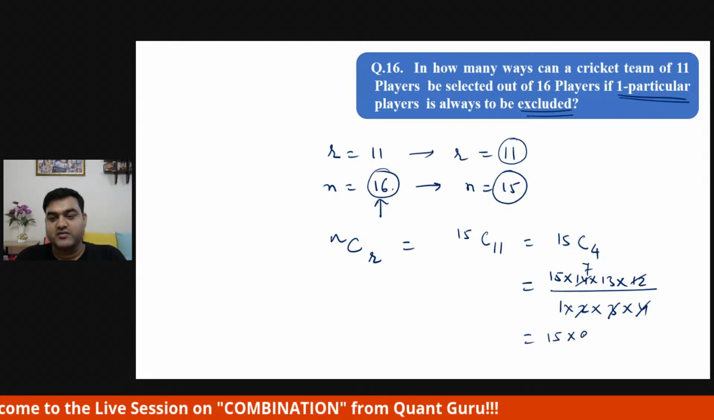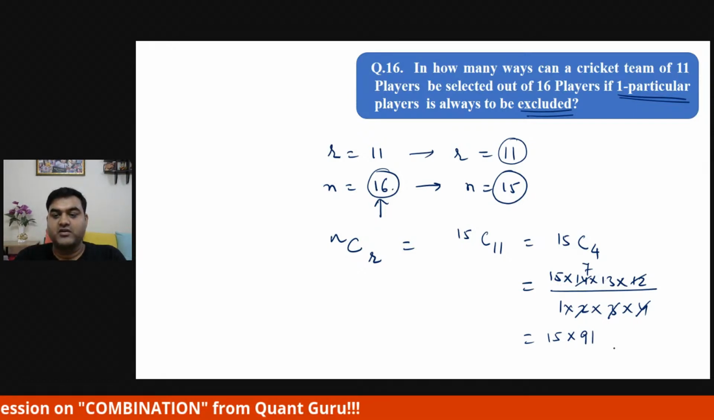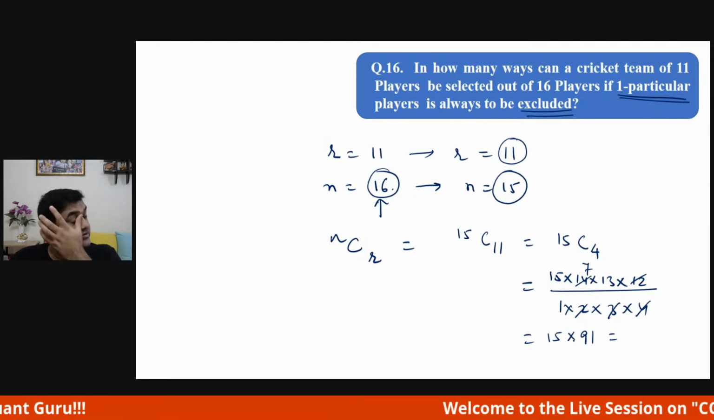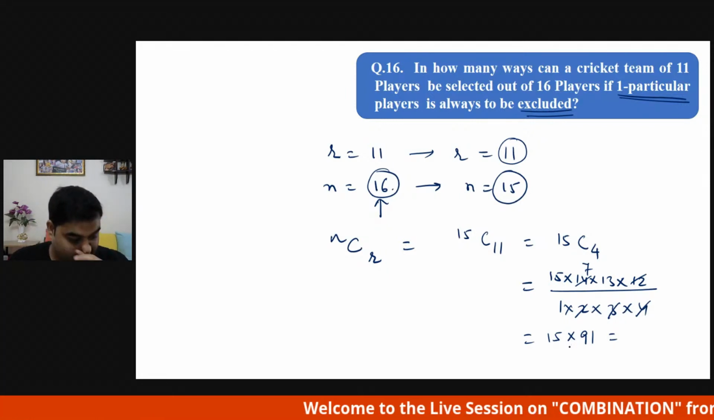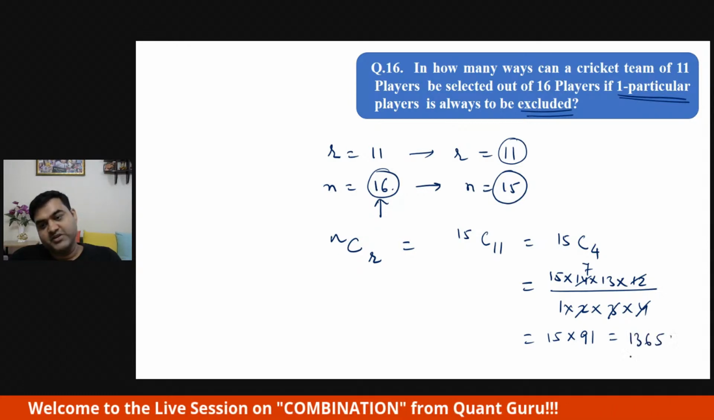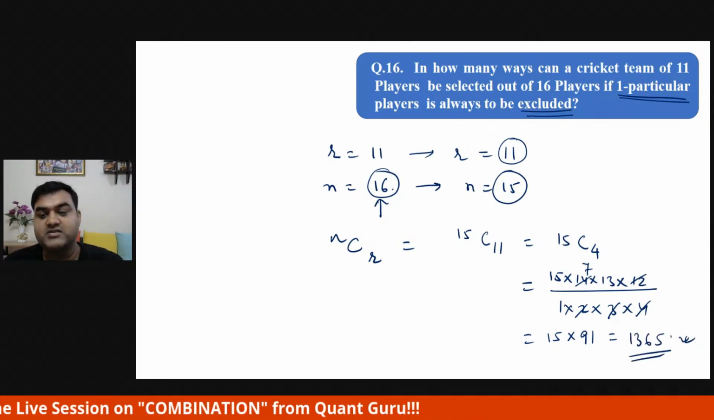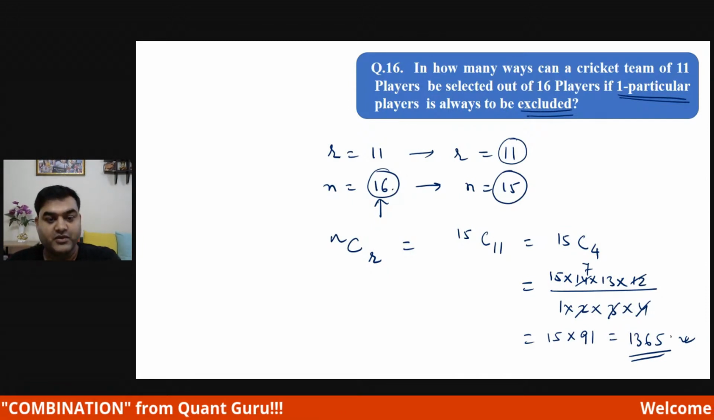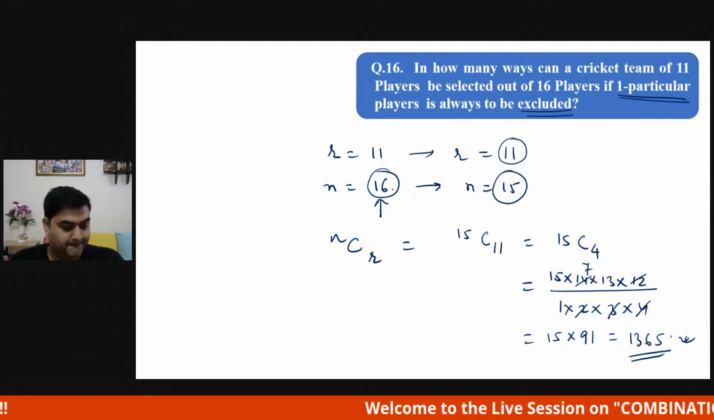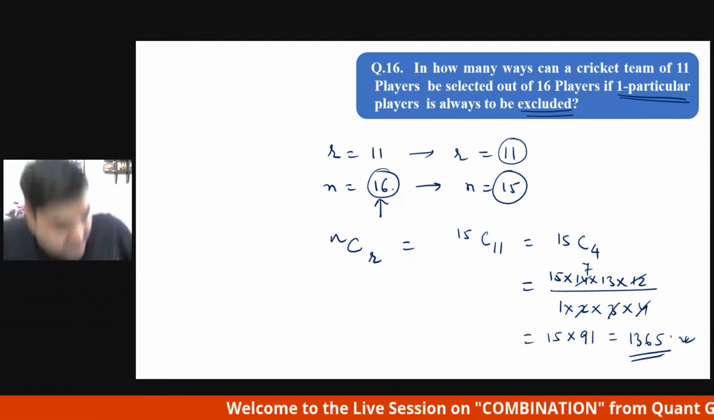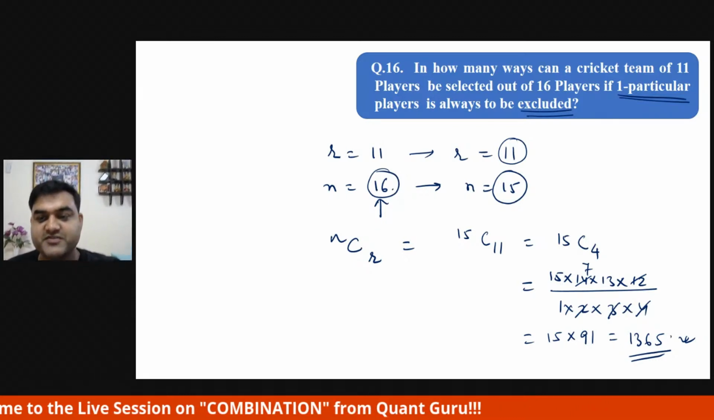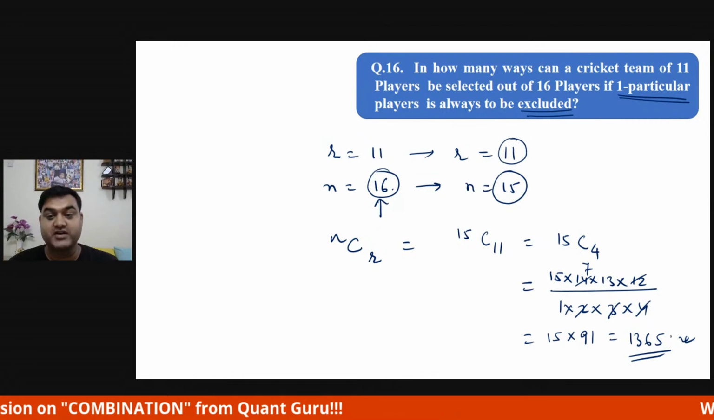13 into 7 is 91, right? Correct. And 15 into 91: 15 ones are 15, and 15 nines are 135, plus 1, 136. Correct, no? So 136 and 5 will be the answer. 1365 will be the answer. Hope you have got it, guys. Got it? 1365. Sahana has got it, Deepa has got it, Nisarga has got it.